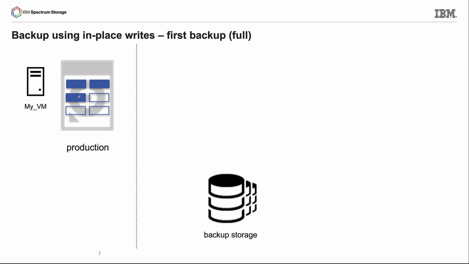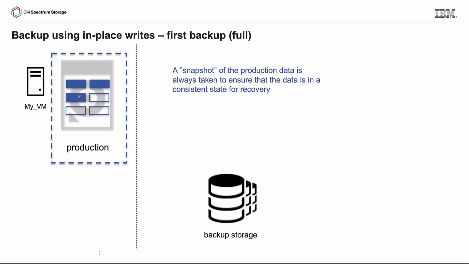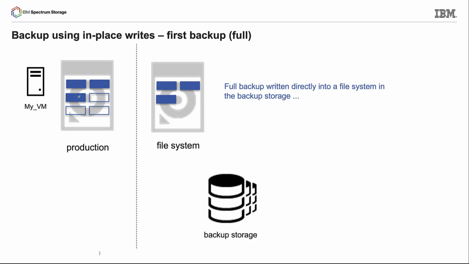So the first thing we're going to do when we protect this machine is we're going to take a snapshot. We talked a lot about quiescing of that to make it application or file consistent, or you might not choose to do that and just have it crash consistent. But we want to ensure that it's in some sort of consistent state for recovery. And we don't want these blocks to be changing underneath us as we're backing them up.